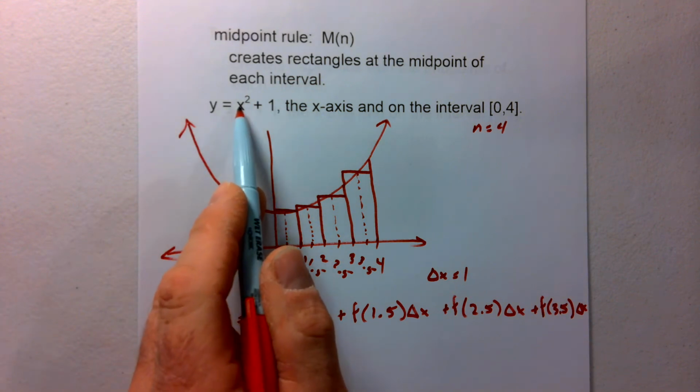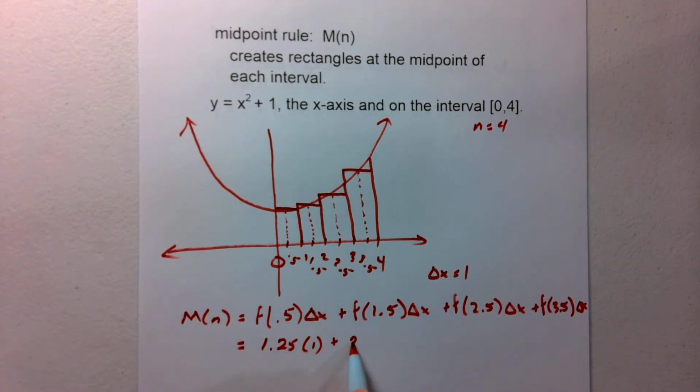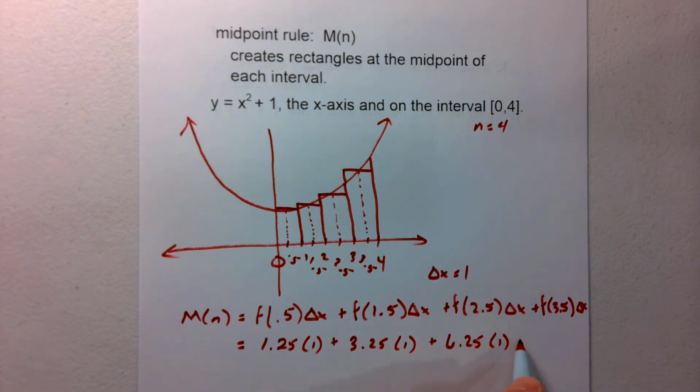1/2 squared is 1/4 plus 1 gives us 1 1/4 times 1. F of 1.5, 1.5 squared is 2 1/4 plus 1 gives us 3 1/4 times 1. 2.5 squared is going to be 6 1/4, plus 1 gives us 6 1/4 times 1.